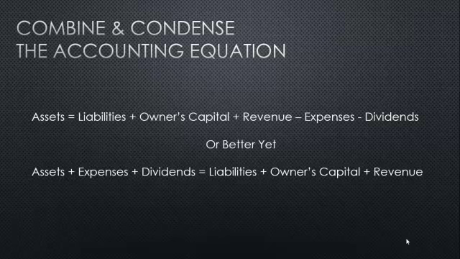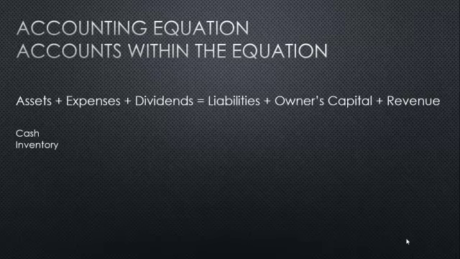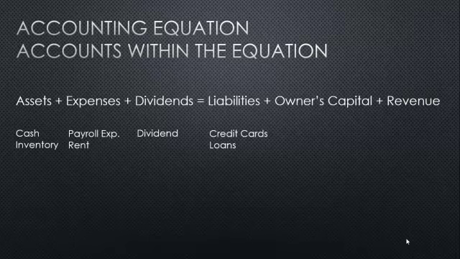So when we talk about these accounts, these are what I like to call classes. So we have the asset class, the expense class, the dividends class, the liabilities class, owner's capital, and revenue. Below those classes, we have our accounts. So when I talked about assets, we talked about cash and inventory. Cash and inventory are assets. They are part of the assets class. When we talk about expenses, we have payroll expense and rent. When we talk about dividends, we really just have dividends. When we talk about liabilities, we have credit cards and loans.